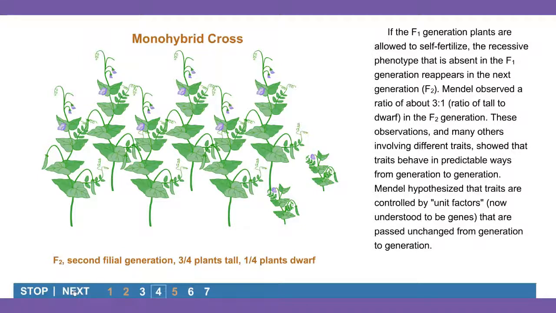And when he did this with all 7 characteristics, it was always the same ratio. It seemed to be about 3 to 1 of one trait over the other. So in this case, it was tall plants to dwarf plants. And he concluded from that there must be some kind of unit factor, something that's getting transferred from parent to offspring, that is the reason that he got these results.